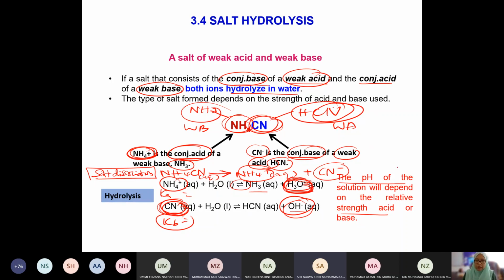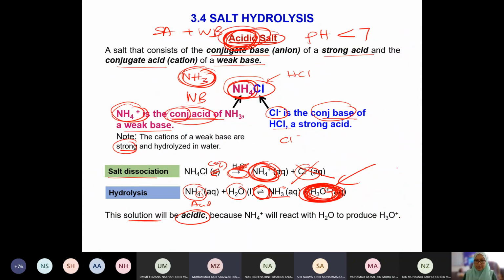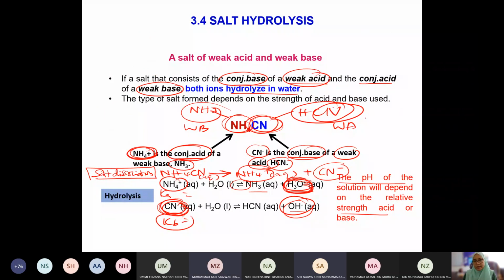Normally, the question would ask in terms of basic salt and acidic salt. So for this one, it would be sufficient for you to determine the components of the salt. NH4+ is the conjugate acid of the weak base. CN- is the conjugate base of the weak acid.